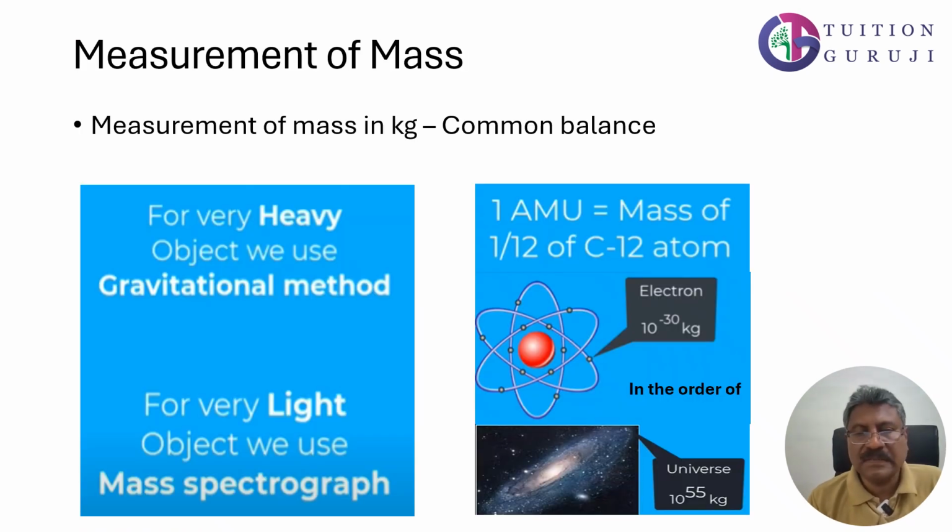Small masses are measured using a common balance. For heavy objects, we use gravitational methods, and for very light objects, mass spectrography is used. We know 1 AMU is 1/12 of the mass of the C12 atom. The mass of the electron is in the order of 10 raised to minus 30 kilogram, whereas the mass of the universe is in the order of 10 raised to 55 kilogram.